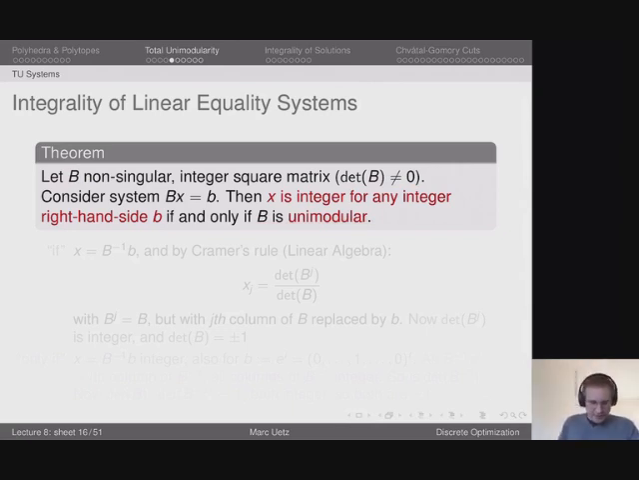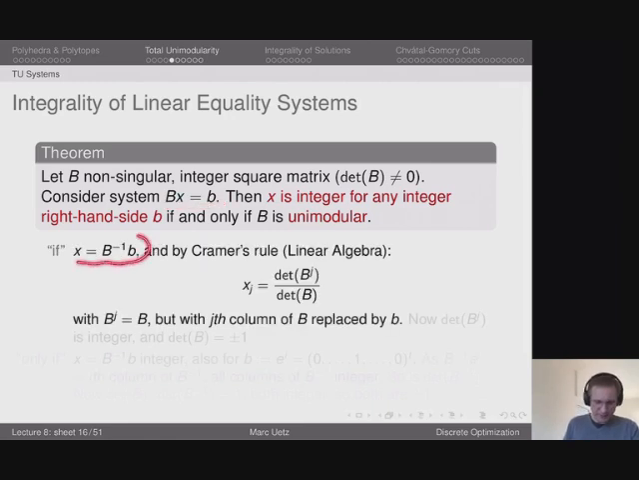So let's look at the proof. So this is about integrality of the solutions to this equality system here. And well, what is the solution to the system? Since B is a non-singular matrix, x is just the inverse of B times little b.